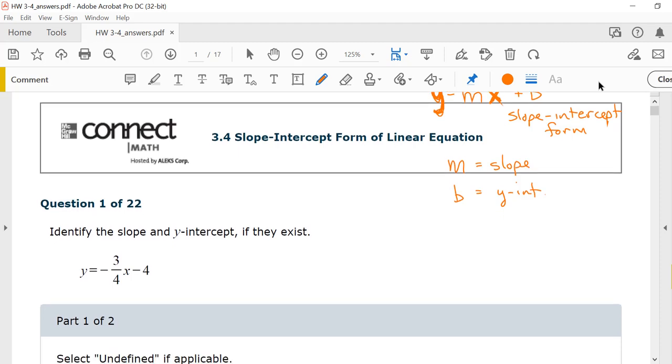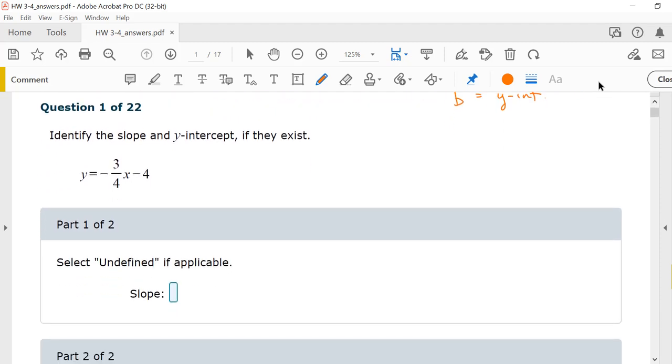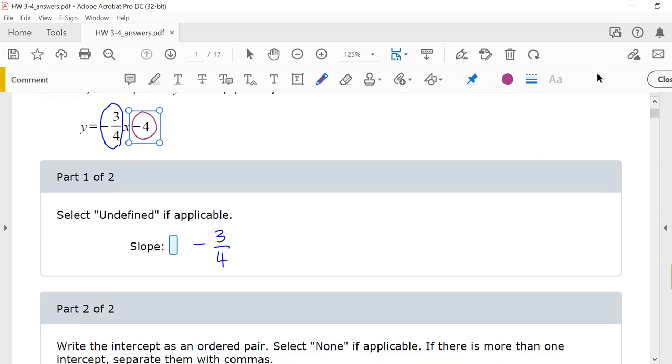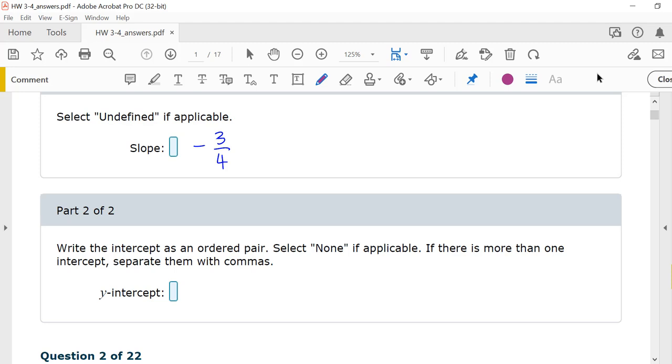So number 1, if you have y equals negative 3/4 x minus 4, your slope is the number in front of the x, so the slope is negative 3/4, and the y-intercept is going to be negative 4. It says to write the intercept as an ordered pair. It's going to be (0, -4).